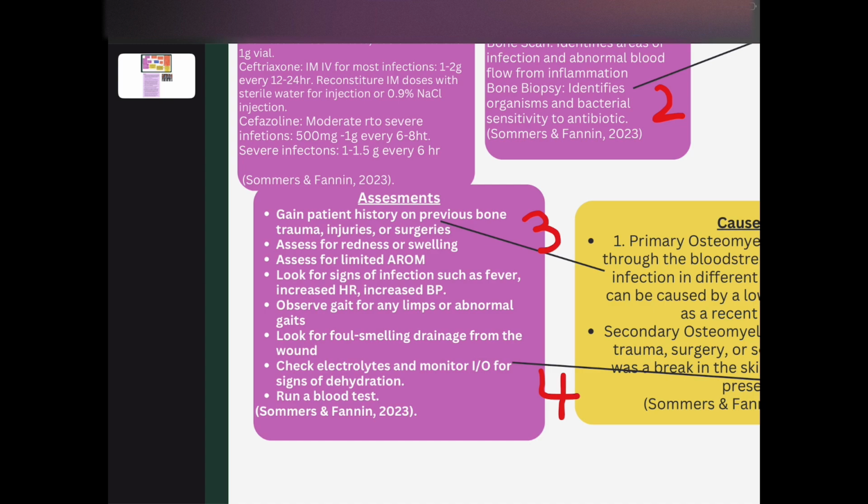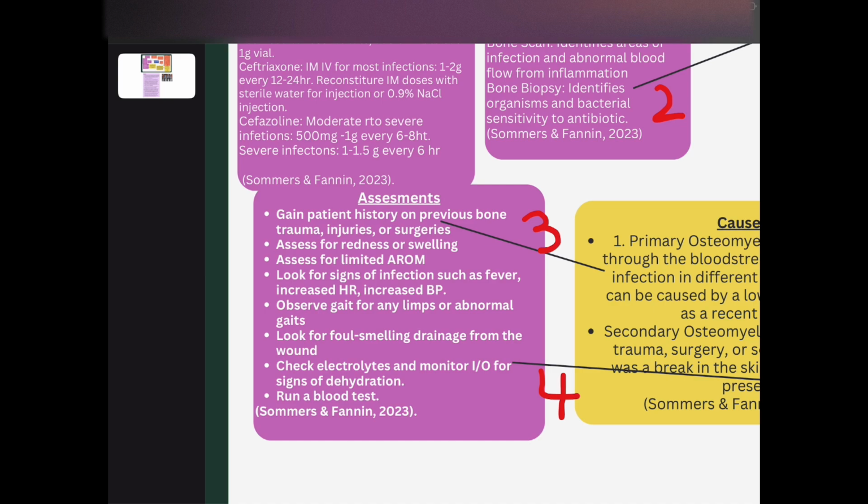A big thing that you can do, Hope was mentioning in 305, is to use a marker to draw a circle around the area to see if the swelling is progressing. We want to assess for a limited AROM, like we spoke on previously. That is also going to be another big indicator.